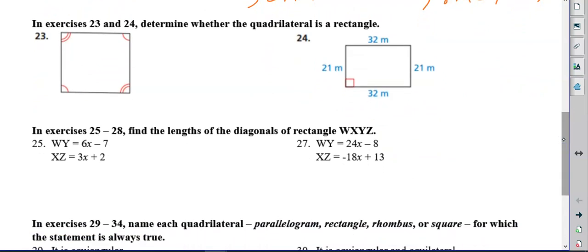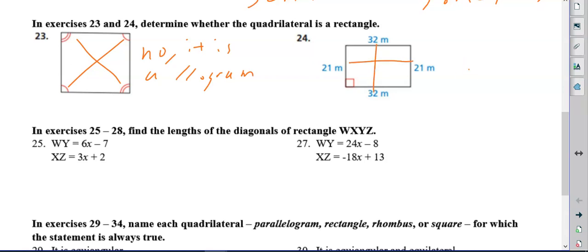Is it a rectangle? No, because they are not all the same. But it is a parallelogram, because both opposite angles are equal. So this could be like 91, 91, 89, 89. Really close, but not exactly. Opposite sides equal. 90 degrees. Yes, it is.